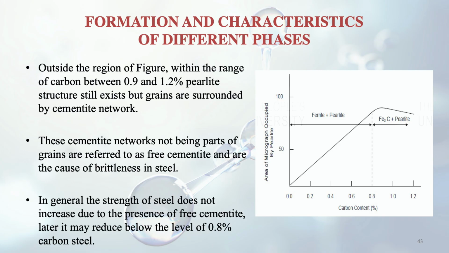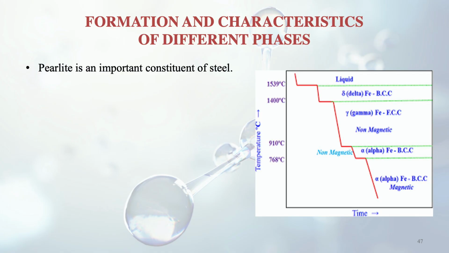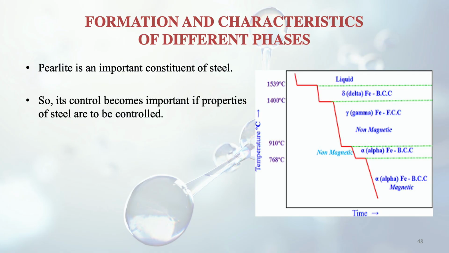Hardness is increasing, but at the same time it is getting brittle with increase in carbon content. So in general, the strength of steel does not increase due to the presence of free cementite. Later it may reduce below the level of 0.8% carbon steel. So we see that pearlite is an important constituent of steel, so its control becomes important if properties of steel are to be controlled. Pearlite actually is a combination of ferrite and cementite, so obviously its control is very important because we will get different things with slight variations in that.